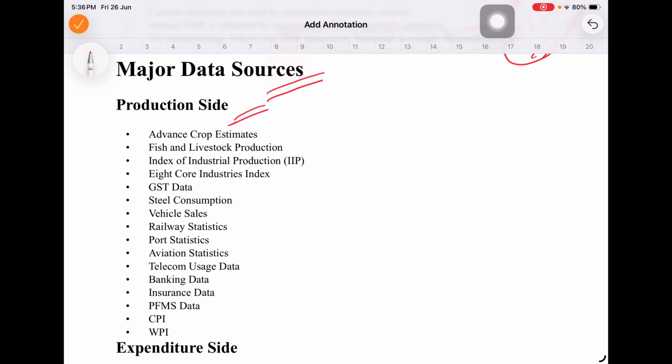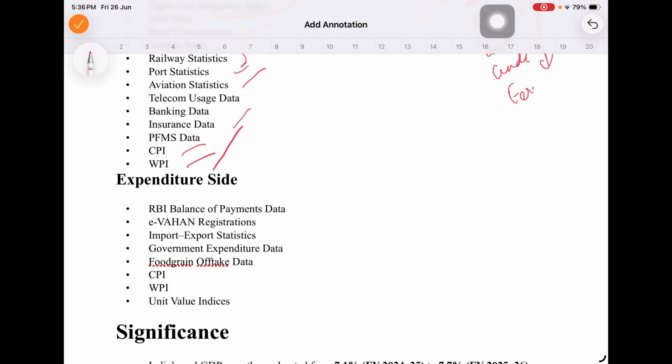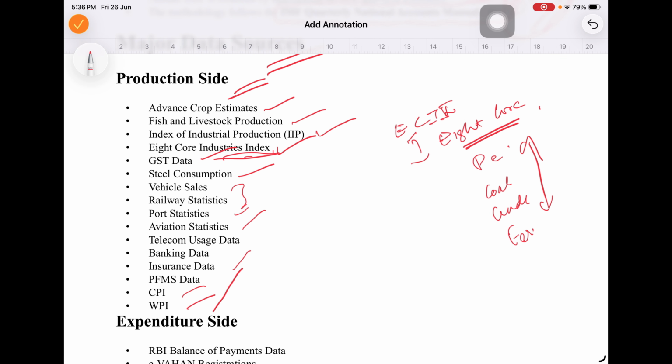This is very deep information, but you can see advanced crop estimates, fish and livestock production, IIP, 8 core industries index. We discussed this in our previous videos. I also asked you to remember what the 8 core industries are. I think the first is petroleum products, and you have crude, coal, fertilizers, which is at the last. I asked you guys to remember it with a mnemonic. And you have GST data, steel consumption, vehicle sales, railway, port, lots of information, CPI, WPI, everything is used. Okay. And I think even core industries is also using the base year as 2022-2023.